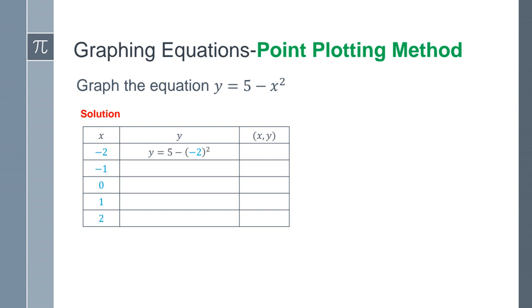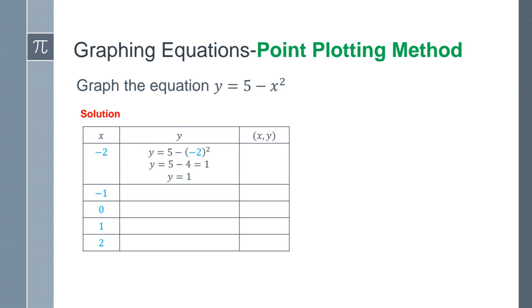So when we plug in -2 for x on this one, a -2 squared is a -2 times a -2. That will give me a +4. So then we have 5 minus 4 will give us 1. So our y value is 1. So our ordered pair is -2, 1. And then we'll do the same thing for the rest of our points.